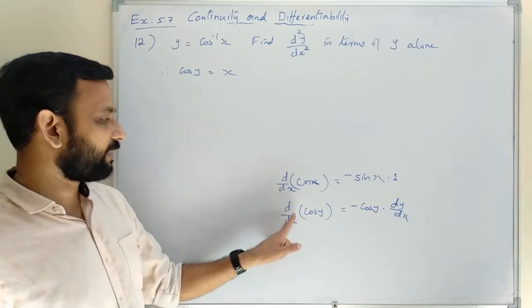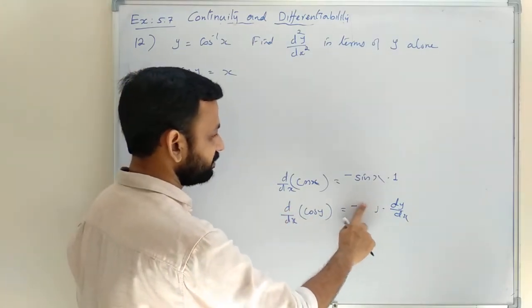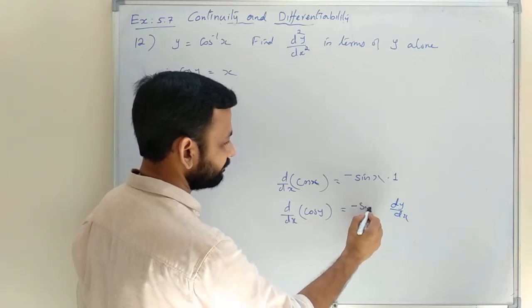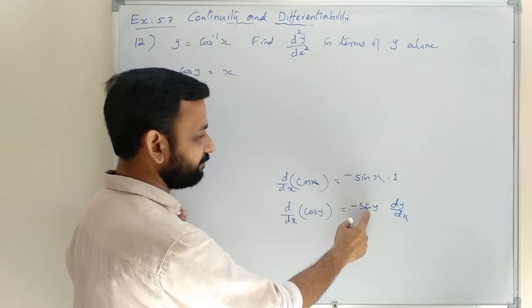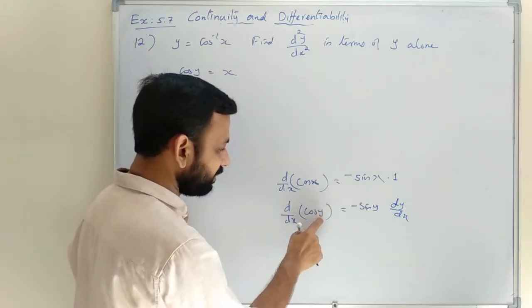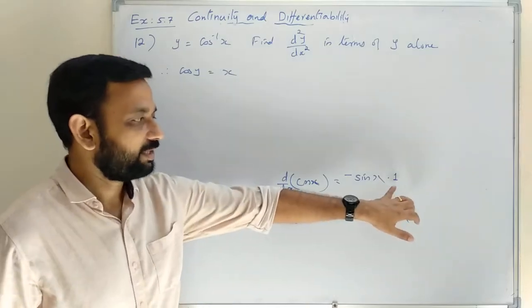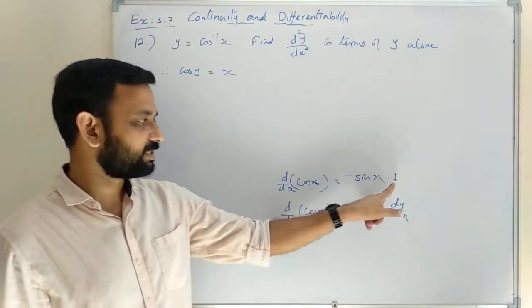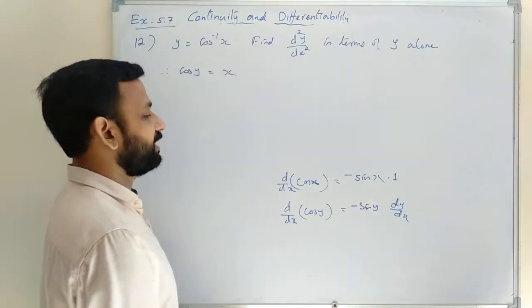But here d by dx of cos y is equal to minus sin y into the derivative of y with respect to x, that is dy by dx. Here the derivative of x with respect to x is 1, so we got minus sin x, but here minus sin y into dy by dx.